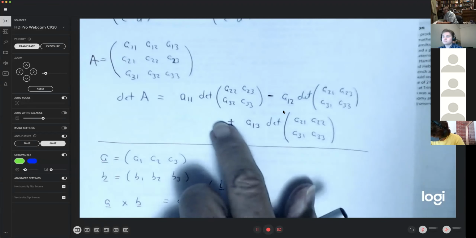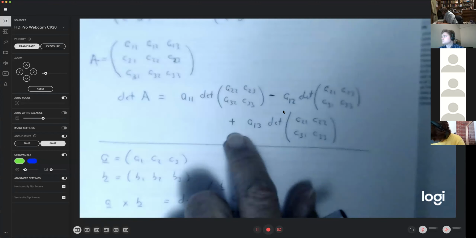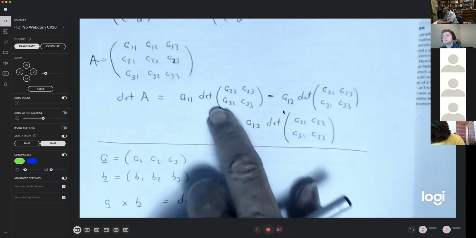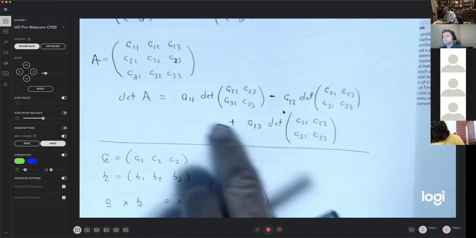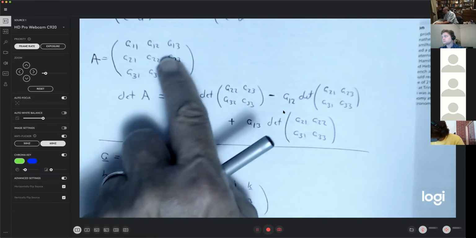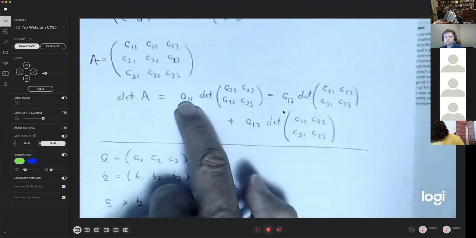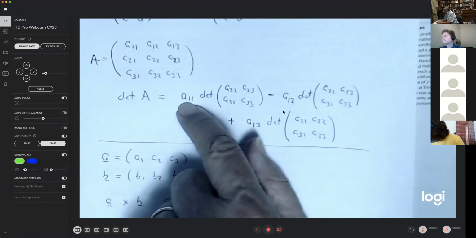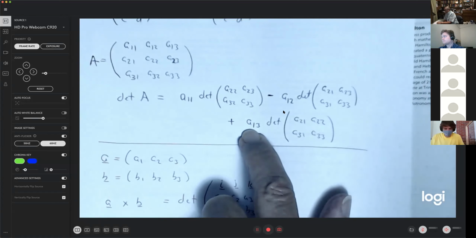And the formula he gives you on page 655 or 855, whatever it is, is this formula. And this is the way some people learn it. And that is called expanding the matrix by the first row. And the reason is we have a number A11 there, we have a number A12 there, and we have a number A13 there. And those are the components of the first row over here.